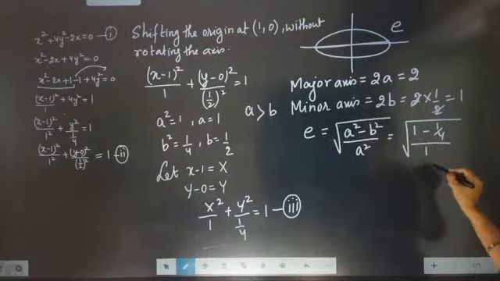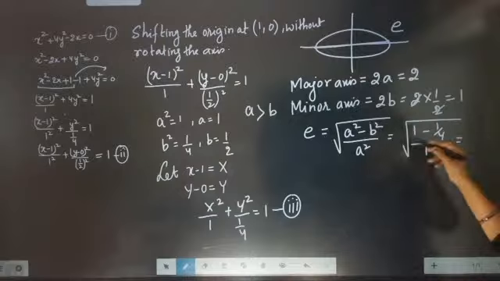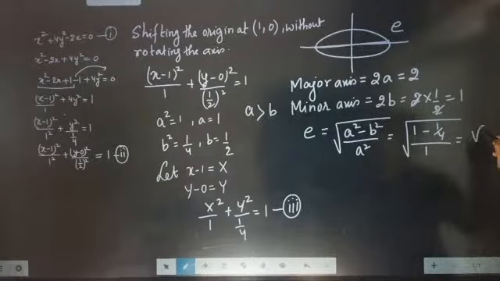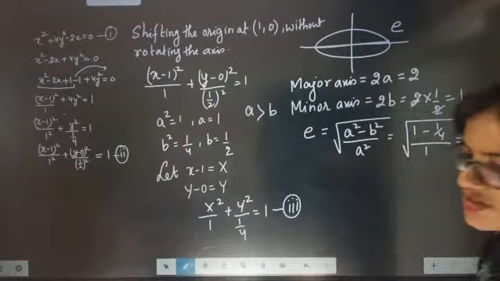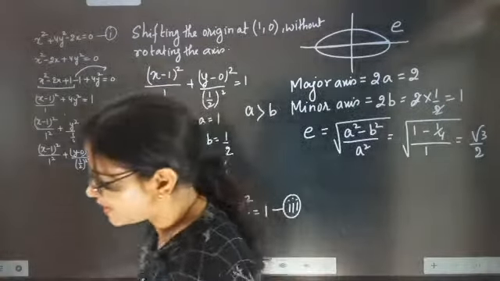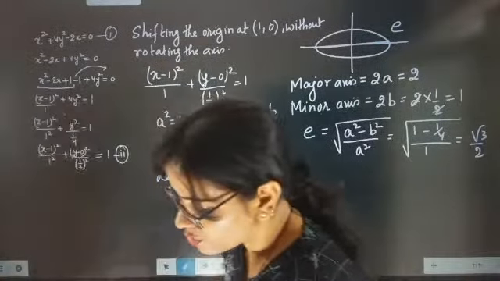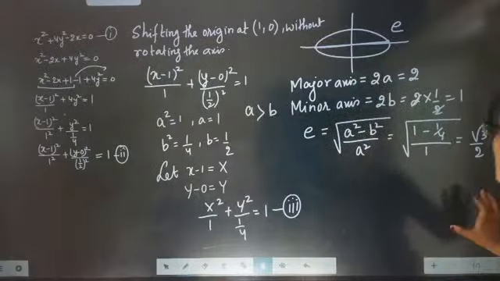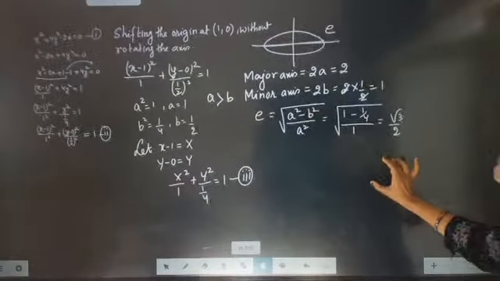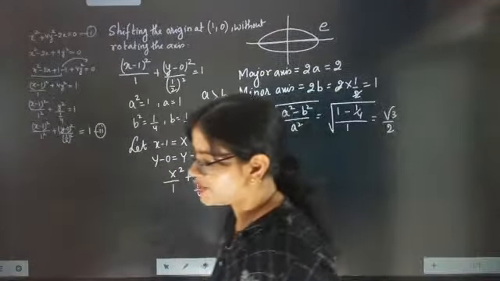And here a square is 1. So now this part is exactly going to be 4 minus 1, root 3 by 2. Check, eccentricity is coming as root 3 by 2. How much eccentricity is coming? Eccentricity is coming as root 3 by 2.